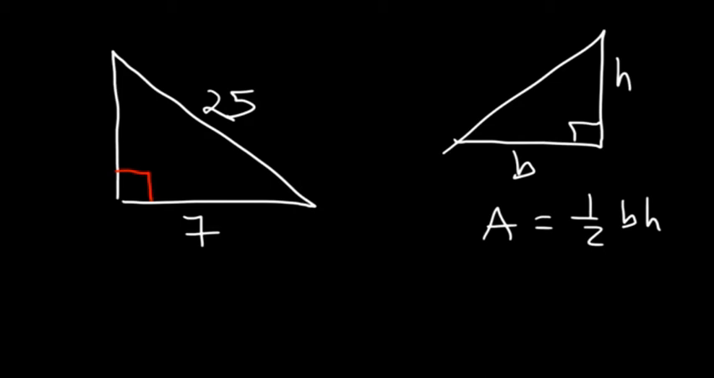So what's 12 times 7? 10 times 7 is 70. 2 times 7 is 14. 70 plus 14 is 84. So 84 is the area of the triangle. Here's another problem.